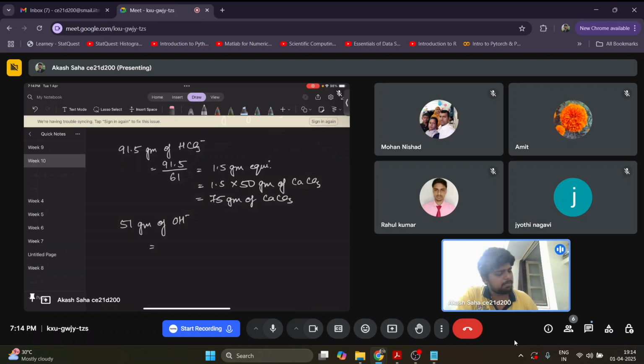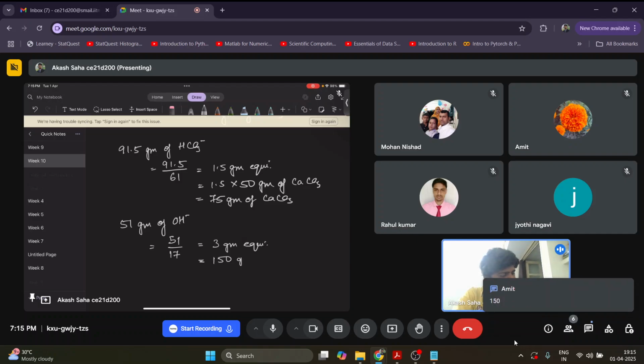So what will be the first step? First will be 51 divided by what? 17. Yes, right, 17. So it will be 3 gram equivalent. If it is 3 gram equivalent, then what is the gram as per CaCO3? What will be the answer? So 3 into 50, that means 150 gram of CaCO3.